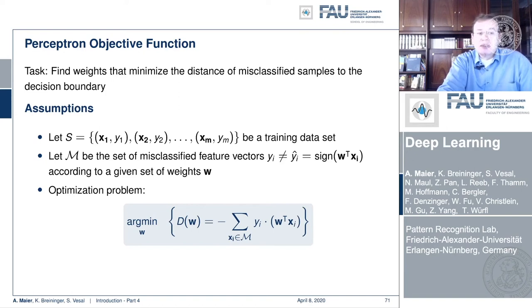Now, if you have this set M that has to be determined after each step of the training iteration, then you try to minimize the following optimization problem. The problem that describes your misclassification is essentially the sum over all your misclassified samples where you compute the output of your actual network, and the output of the network is then multiplied by the true class membership. Because the two don't match, this must be negative, and then you multiply with -1 in order to create a high value for a lot of misclassifications, and you seek to minimize this term essentially.